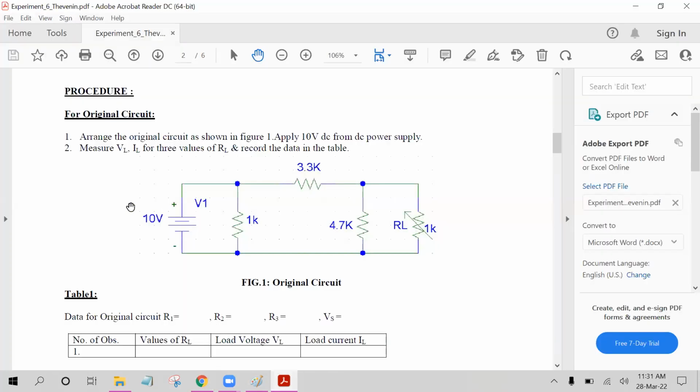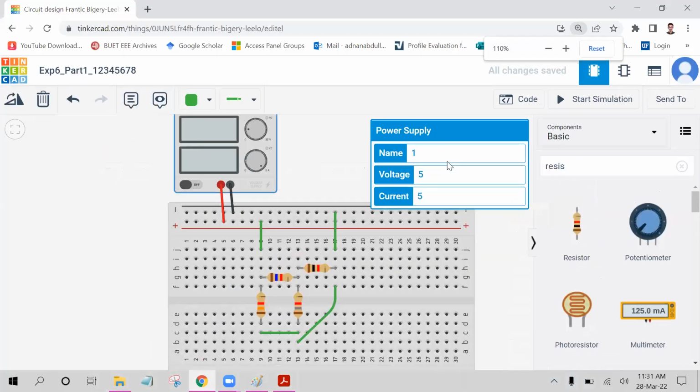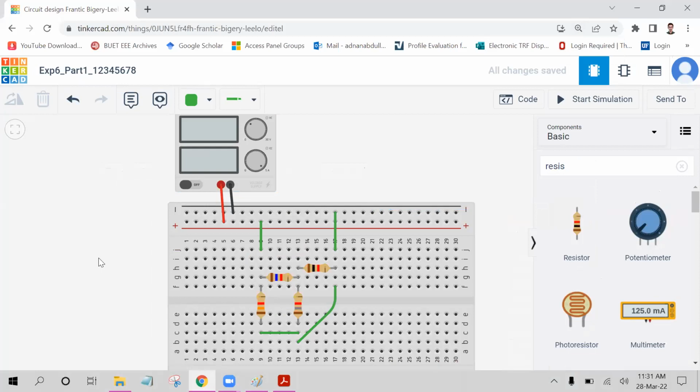Next, the source value. Everyone can keep it the same, the 10 volt. Okay. Please set the source voltage to 10 volt, and the current should be just as it is. 5 ampere is good enough.